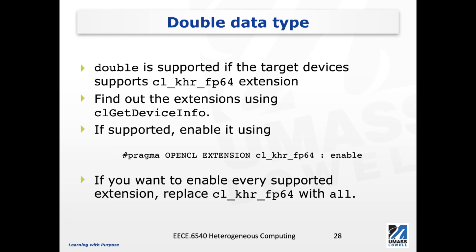We can find out whether an OpenCL framework supports this extension using clGetDeviceInfo. If this extension is supported, that means this OpenCL framework from this particular vendor supports the double type. And in our kernel program, we can use this pragma: OpenCL extension cl_khr_fp64 : enable. If you want to enable every supported extension, you can replace this cl_khr_fp64 with all. So all the extensions that are supported by this particular OpenCL platform will be enabled.